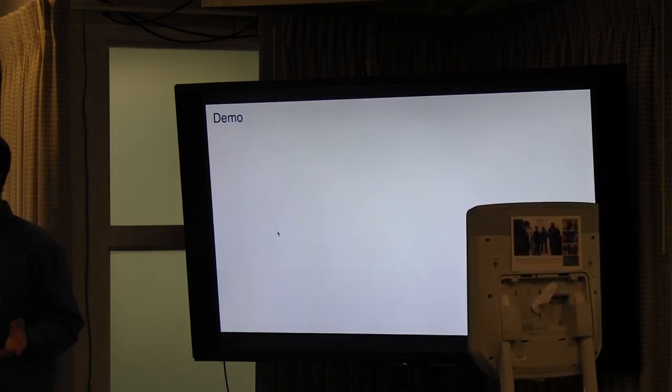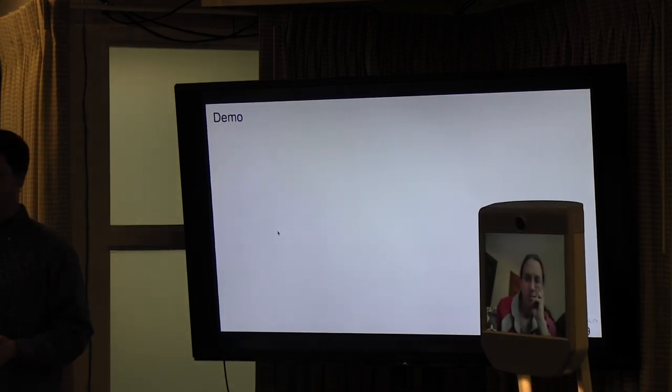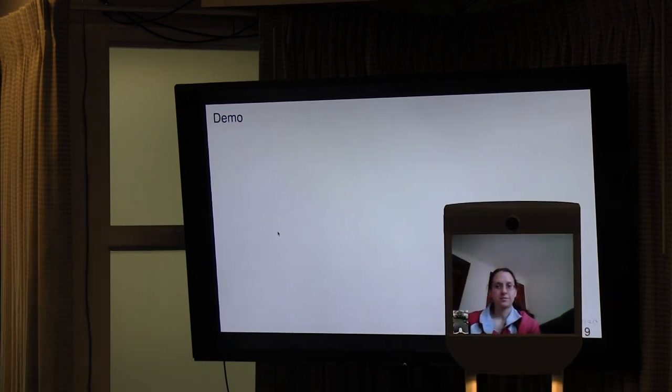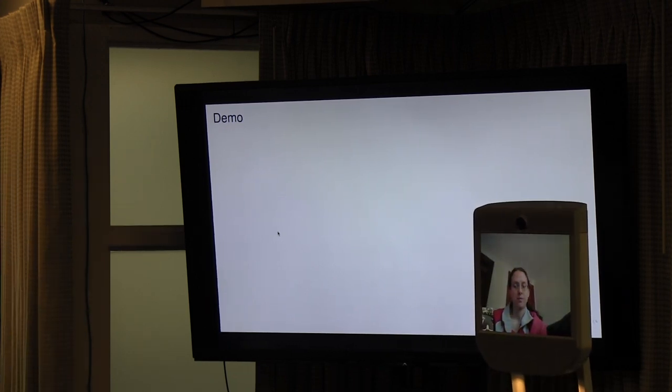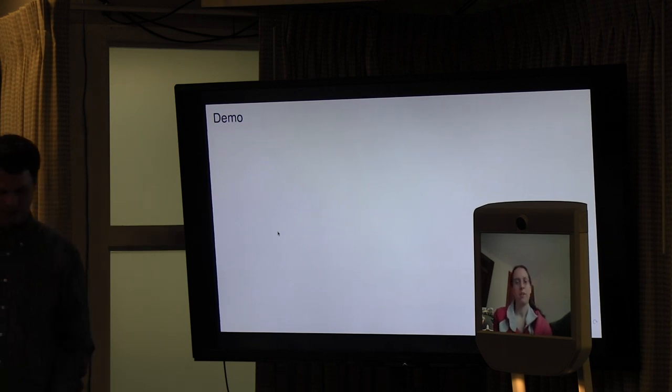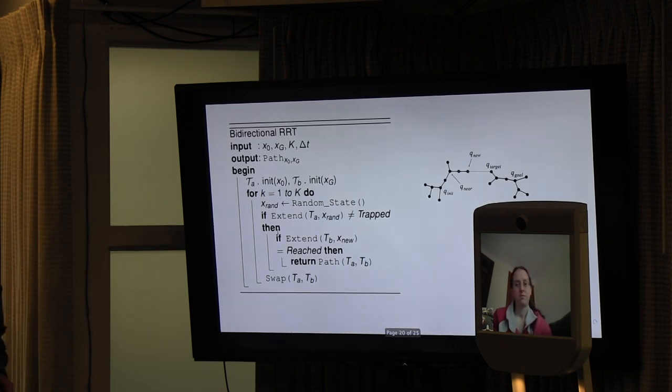So that's the code you're going to play around with. It is available, I believe, already. You have to implement the nearest neighbor. You have to do a lot of the extend portion. But have fun with it. Try to make your best version of trees that you can.